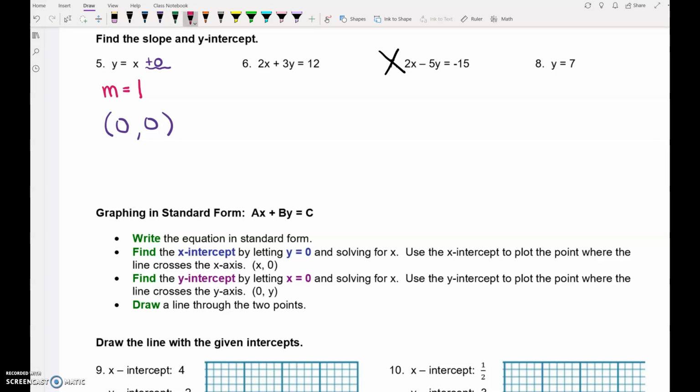Now let's go talk about number 8. We're going to jump around a little bit. What is the slope for number 8? 1.